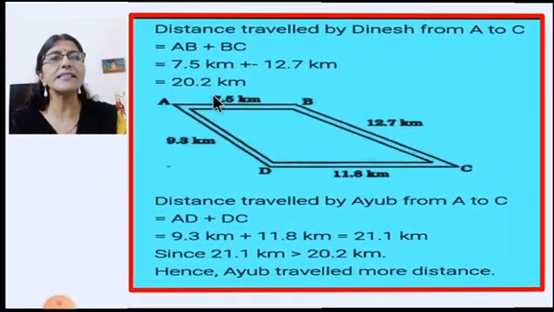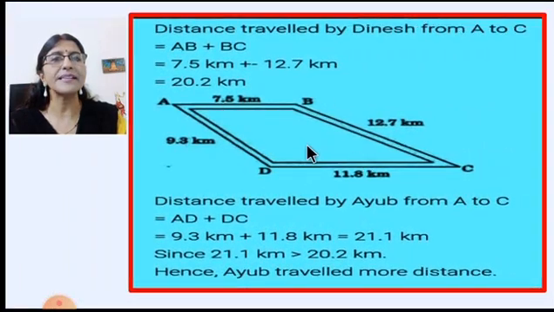So here you can see this is the pictorial representation. Suppose here Dinesh is starting his journey from here. So A to C. So you can see here A to B. First he went from A to B and this distance is 7.5 kilometers. So like this we will write first.